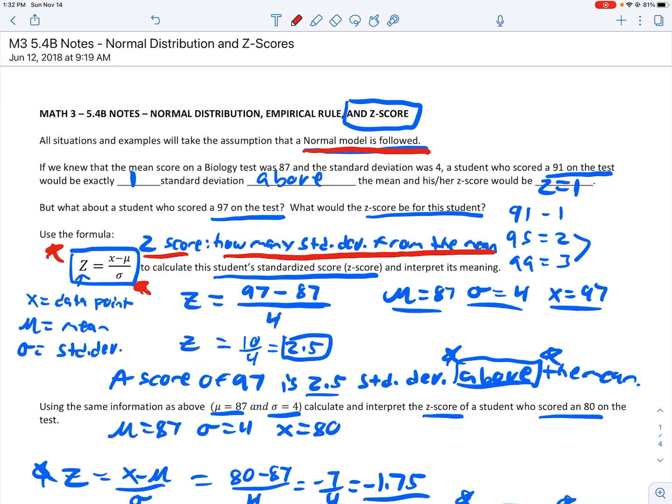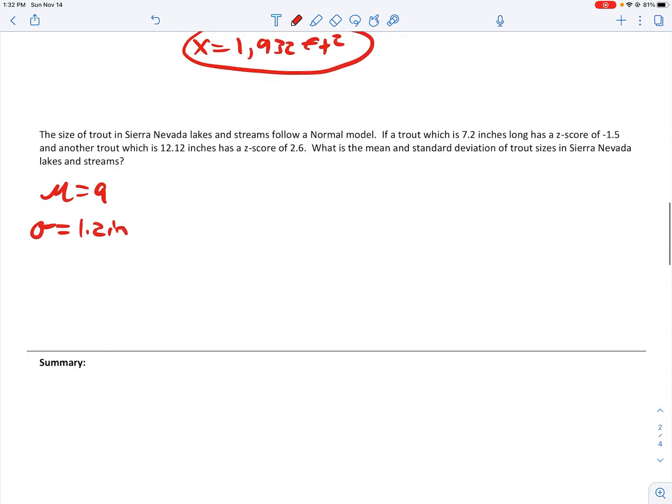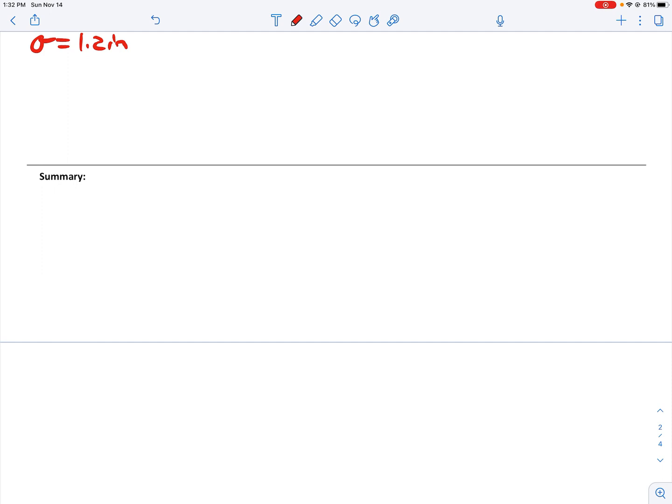So please make sure you answer the essential question. Write your summary at the very end, answering that essential question, and then you'll be done with your notes.